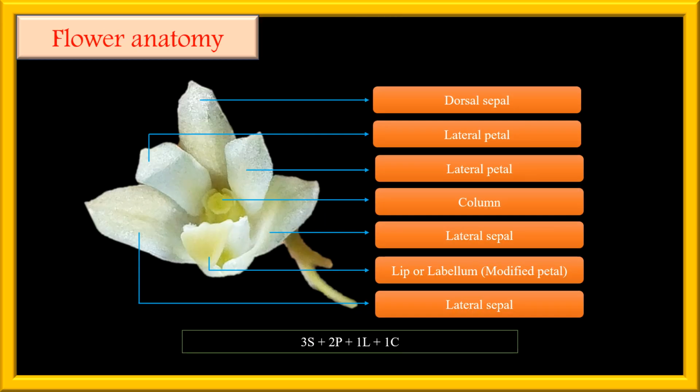Then this is the flower anatomy of Dendrobium herbaceum. The upper one is the dorsal sepal, then the two lateral ones are the lateral petals, then there are the lateral sepals, and then you can see the lip or labellum, which is one of the modified petals. Then you can also see the column. Under the column there are two pollinia. So mainly you can remember this as 3S 2P 1L 1C. So this is the flower anatomy of Dendrobium herbaceum.